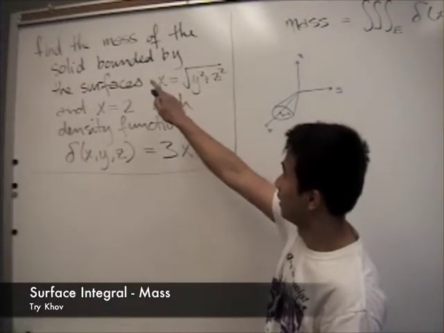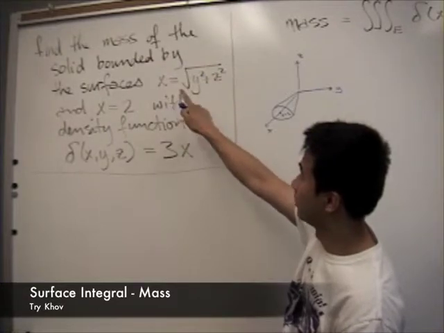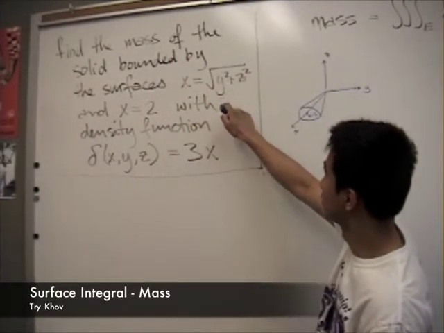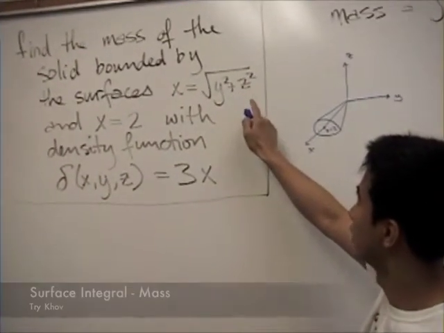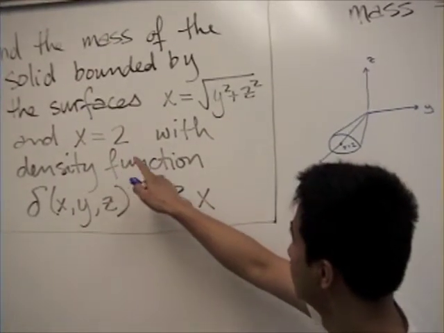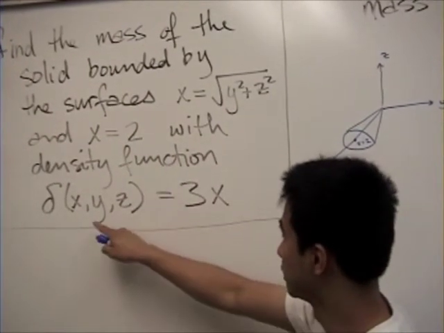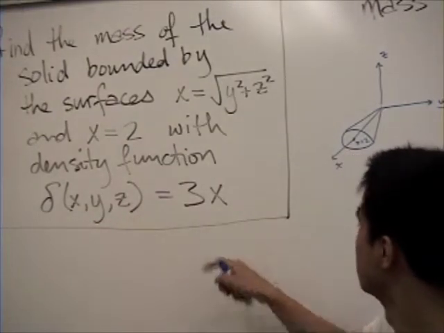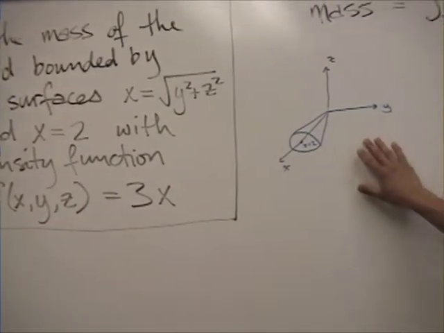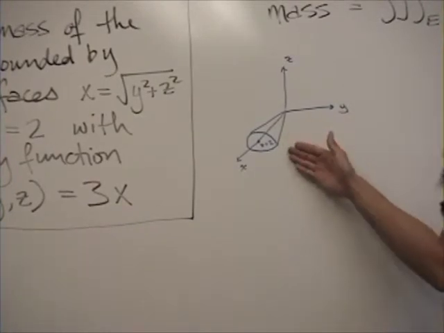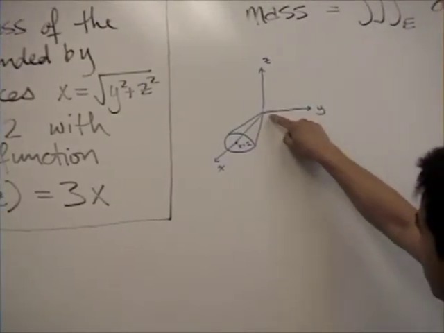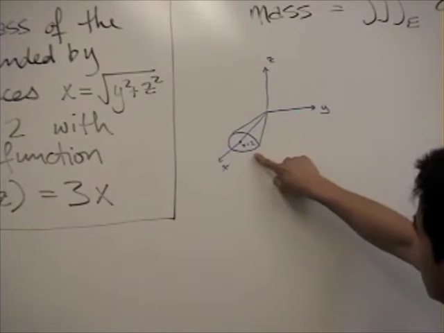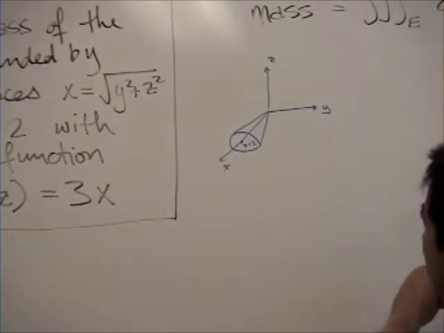So today we're going to find the mass of the solid bounded by the surfaces x equals the square root of y squared plus z squared and x equals 2, with a density function delta with respect to x, y, z equal to 3x. Right here I already drew out my region, this cone-like shape from 0 to the x equals 2 plane.